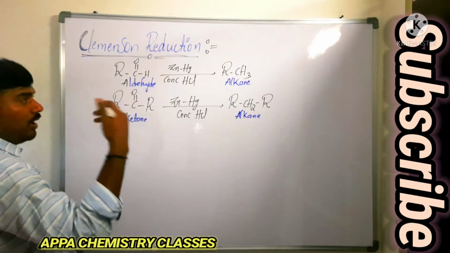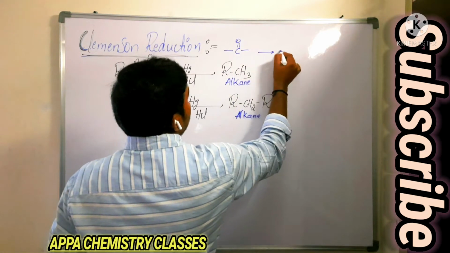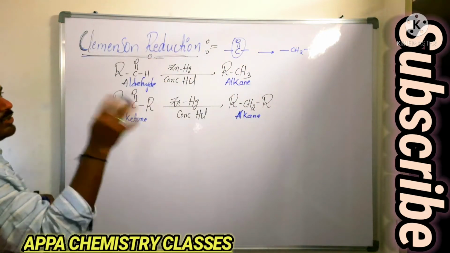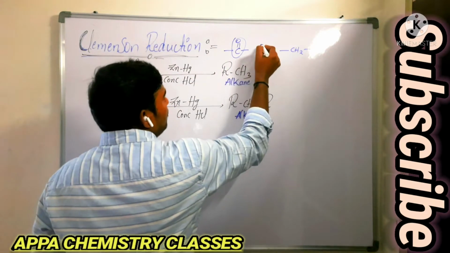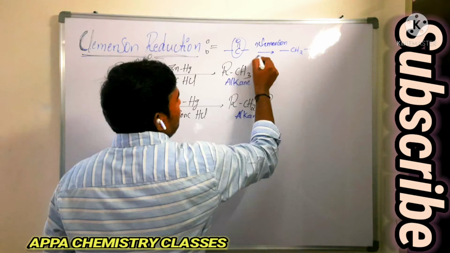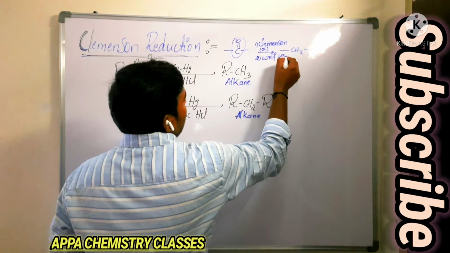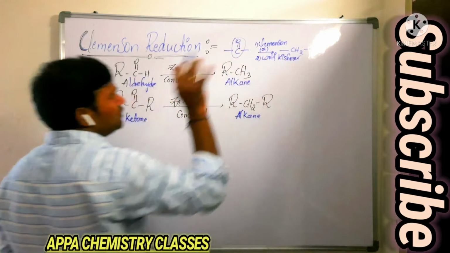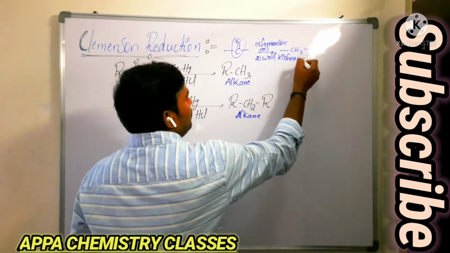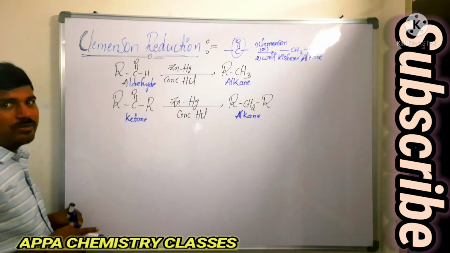In the Clemmensen or Wolff-Kishner reduction, what happens? The carbonyl carbon changes to CH2. Wherever you find the carbonyl carbon, there you place CH2. In the presence of the Clemmensen reducing agent or the Wolff-Kishner reducing agent, the carbonyl compound is changed to an alkane. Wherever you find the carbonyl carbon, in that place you substitute CH2.